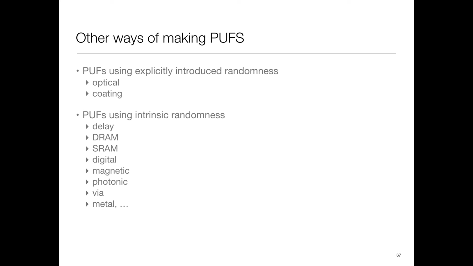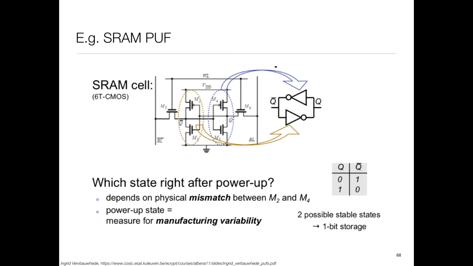Magnetic effects, photonic effects, vias. Vias are those connections between different metal layers on chips, thickness of metal varying in these things. So all sorts of stuff which normally exists on the hardware side could potentially be exploited for this purpose. So this is the idea behind an SRAM PUF.